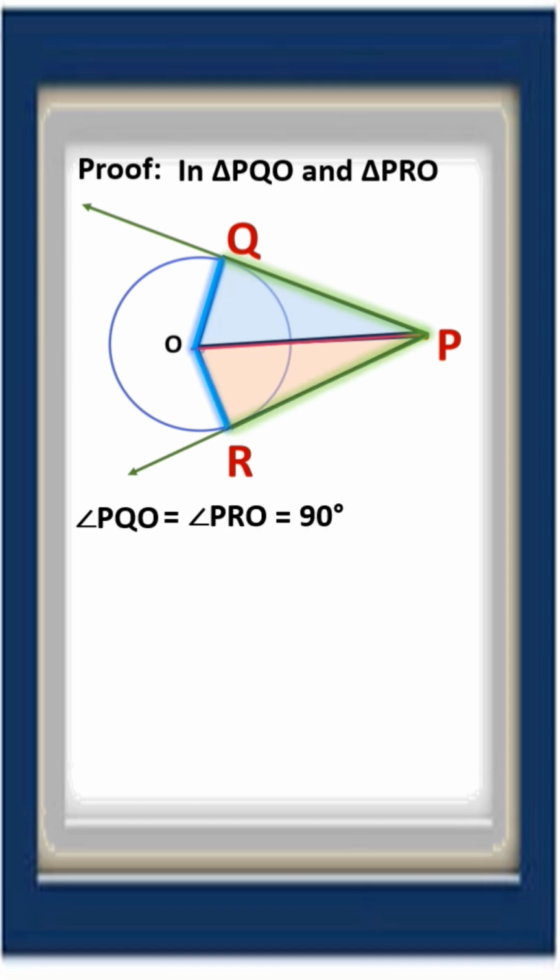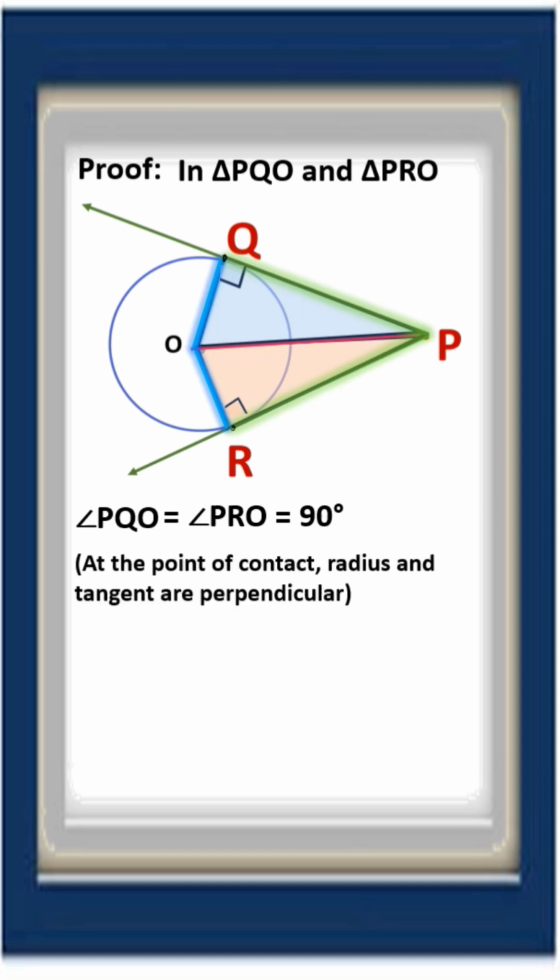Why are they 90 degrees? In the previous lesson we have learned that at the point of contact, the radius and tangent are perpendicular, isn't it? So now we can say that both the triangles are right angled triangles. Now let us write R here. One side is common to both triangles. What is it? OP is common. It is the hypotenuse of both triangles. So now let us write H here.